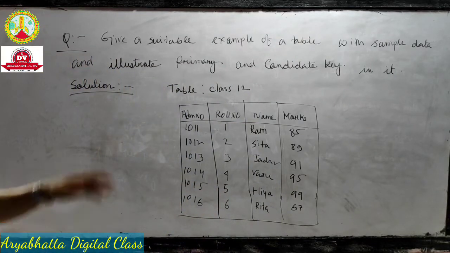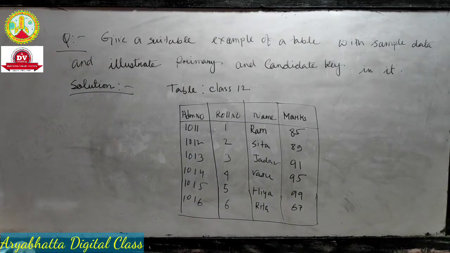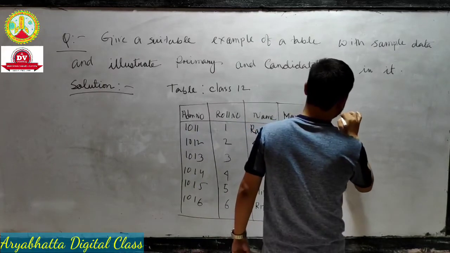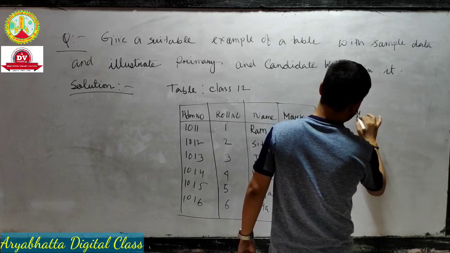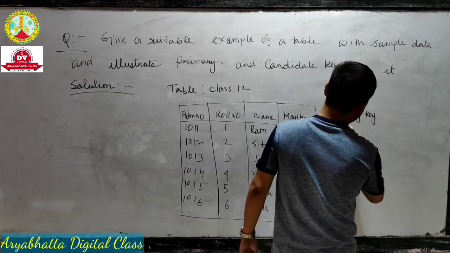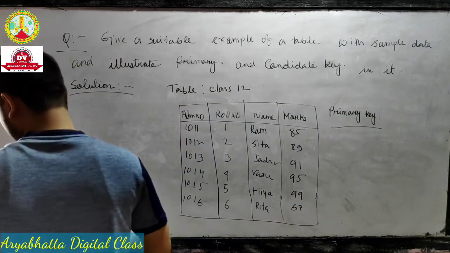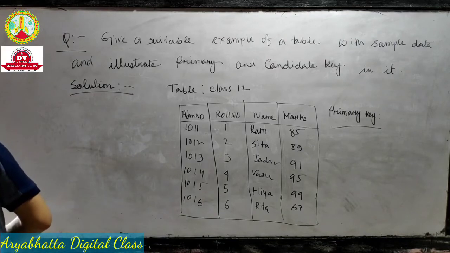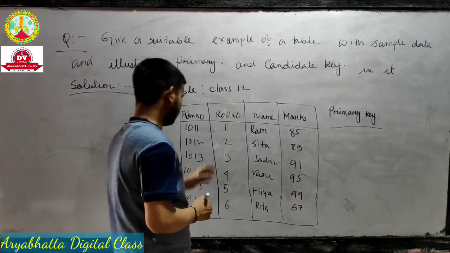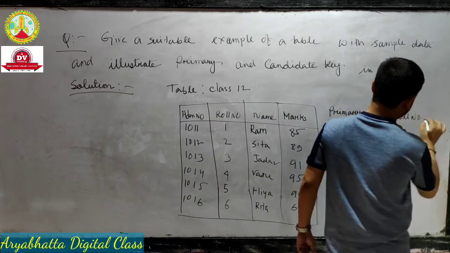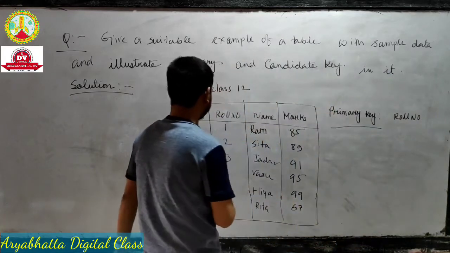Now we can illustrate from that table what is primary key and what is candidate key. So first we write primary key. Now what is primary key? I already told, primary key is what? Uniquely identifies. Okay. So primary key is basically what? Roll number. You can write primary key is roll number.